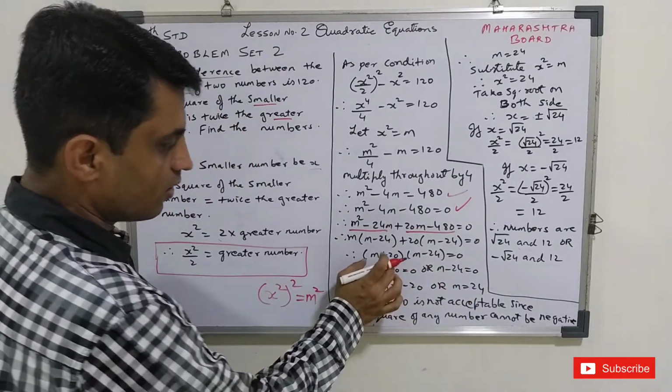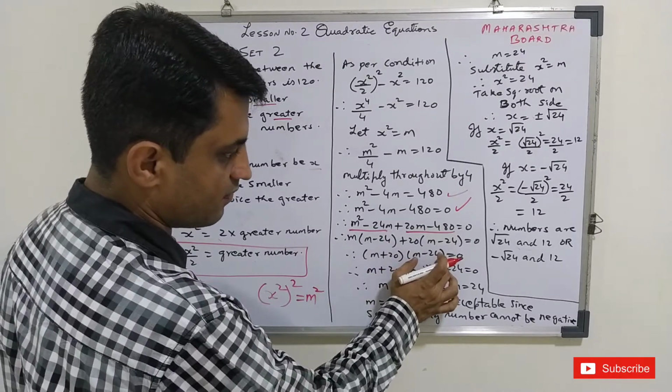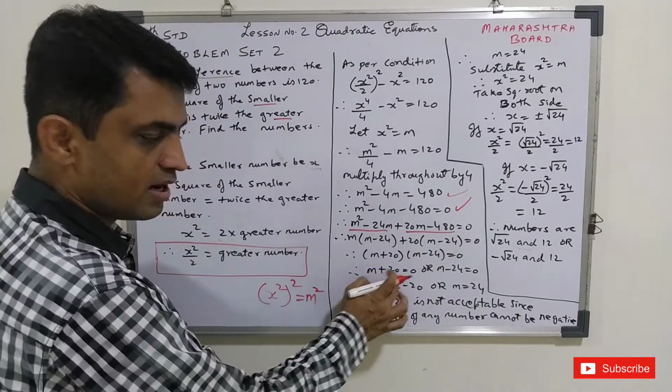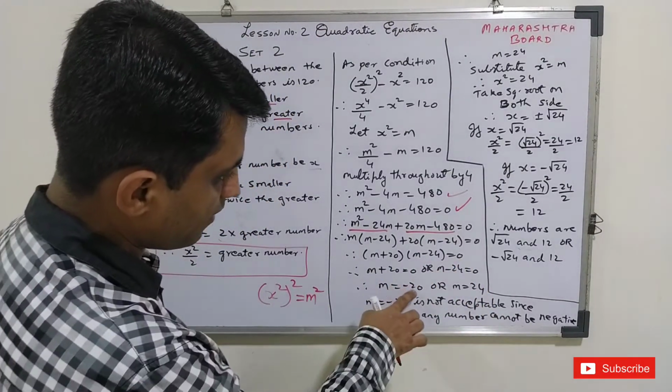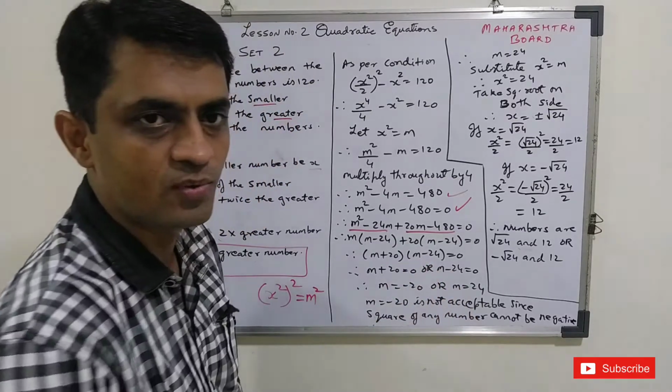So what you got? m plus 20 and m minus 24 you got. m minus 24 is common. So we write m plus 20 is equal to 0 or m minus 24 is equal to 0. Compare with 0, you get m is equal to minus 20 and here you get m is equal to 24.